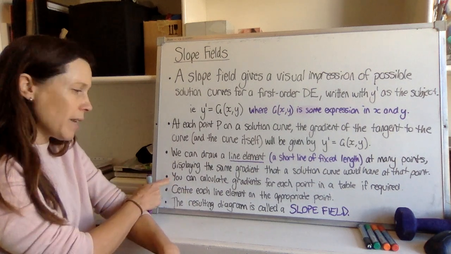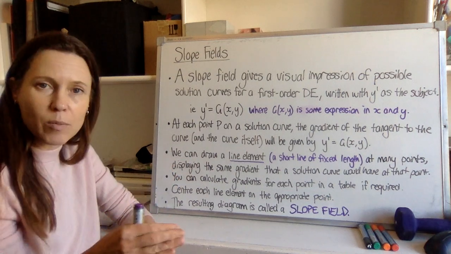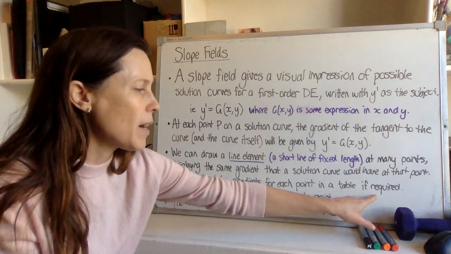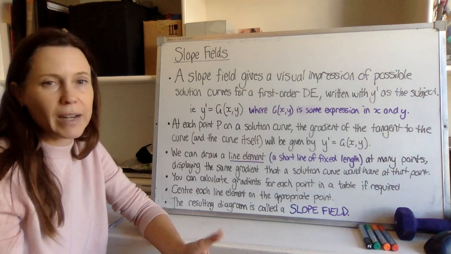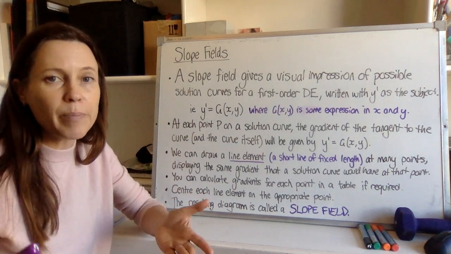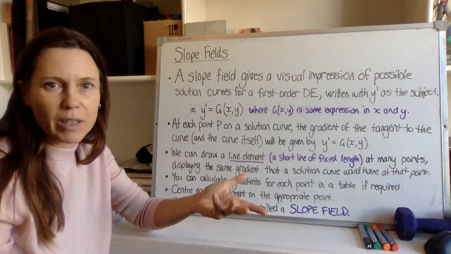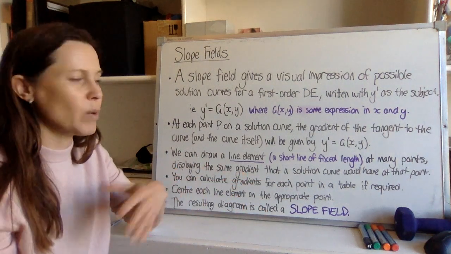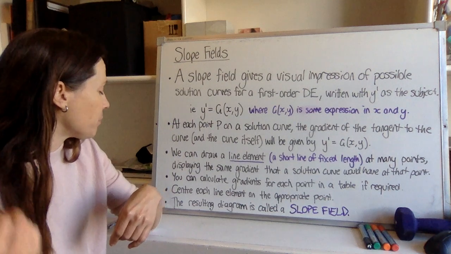Now, you can calculate the gradients for each point in a table if required. I've written if required because sometimes you've got tricky gradients to work out and it makes sense to work them all out first and write them down, then draw them. Other times you'll find that a table isn't really required because there's some pattern that makes it quite straightforward to just do it on the fly.